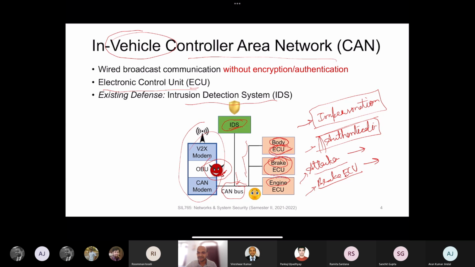Sir, is this a machine learning based system? Yes, so all intrusion detection systems are typically machine learning based, yes.